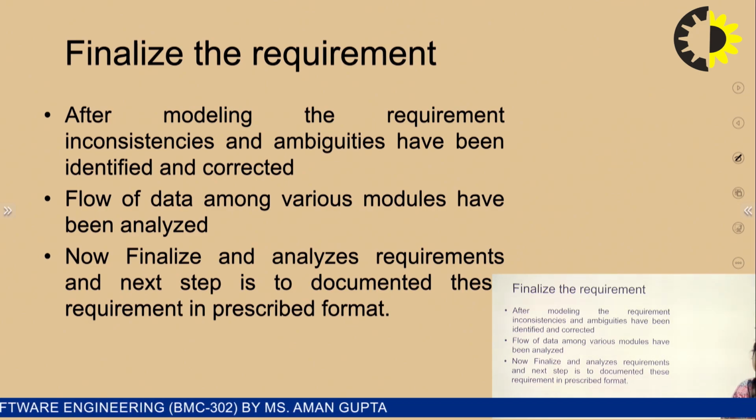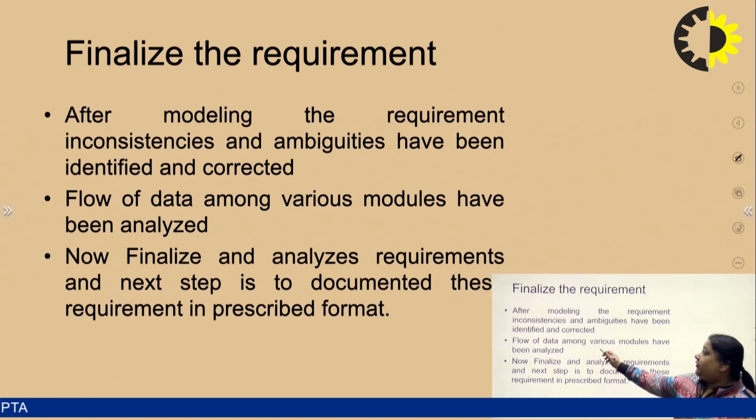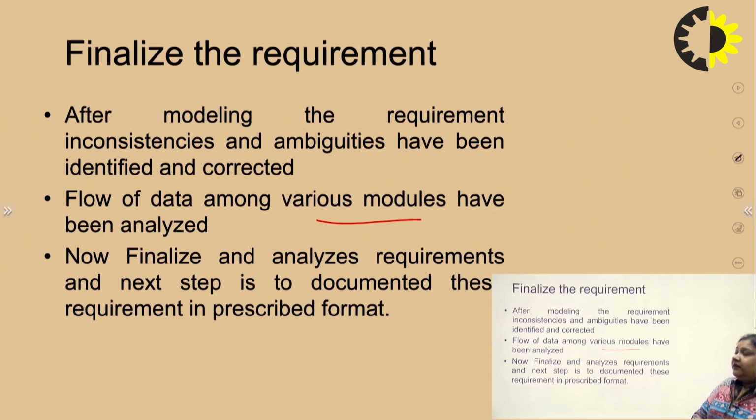Next step is to finalize the requirement. After modeling the requirement, inconsistencies and ambiguities have been identified and corrected, and the flow of data among various modules has been analyzed, and it has been working okay. Now finalize the analyzed requirements, and the next step is to document these requirements in a prescribed format.